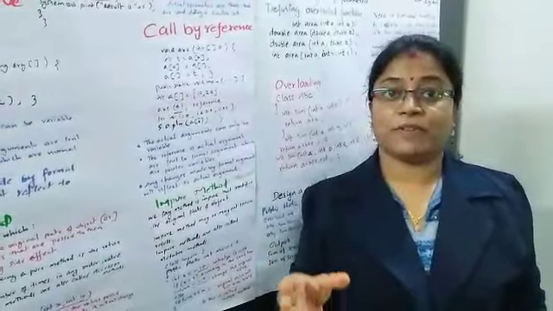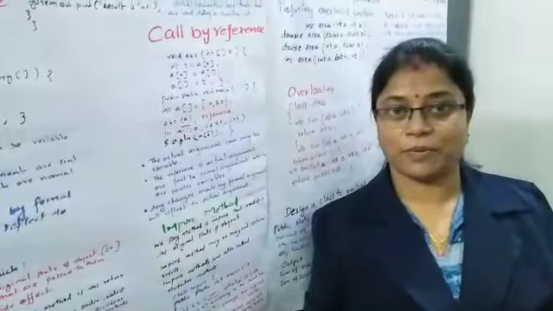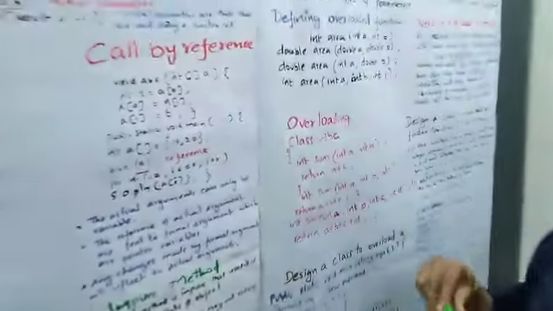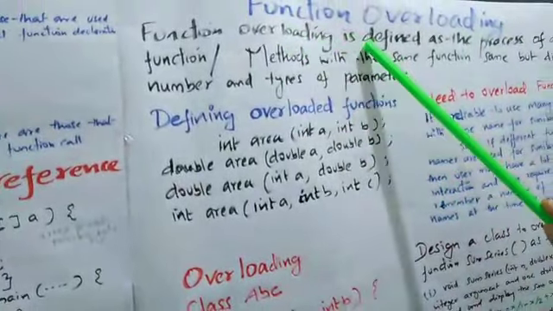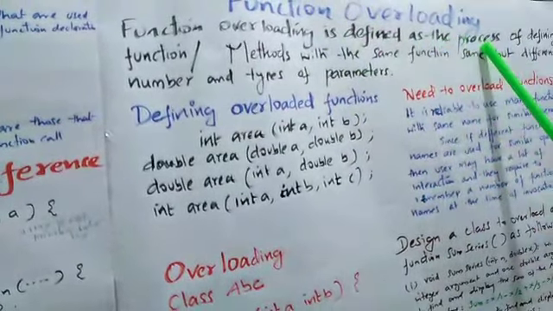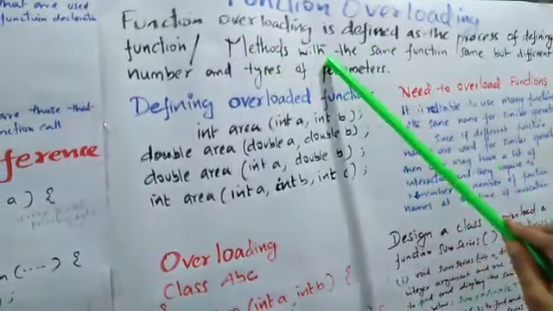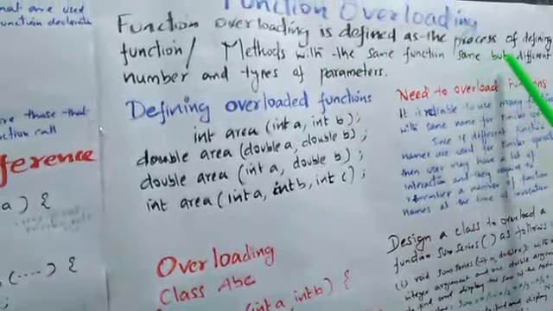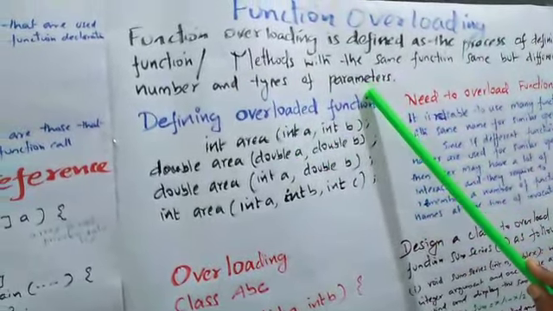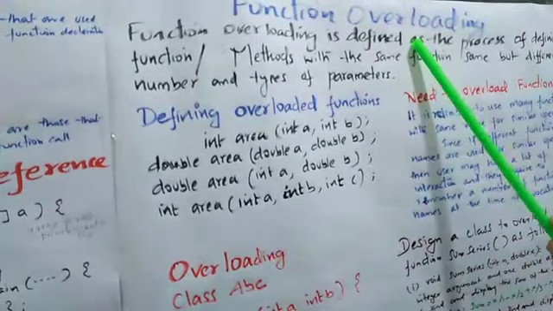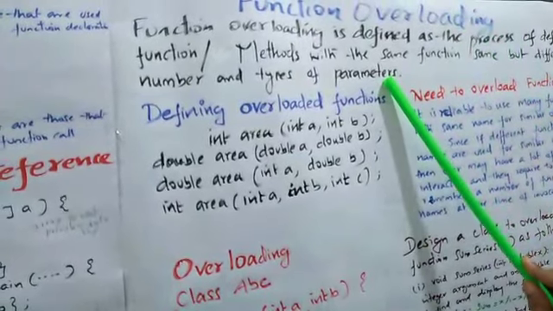So today we discuss a very important topic, that is function overloading. Function overloading is very important. Now let's see. Function overloading is defined as the process of defining functions or methods with the same name but different numbers and types of parameters. So that we call function overloading. Same function but different types of parameters.